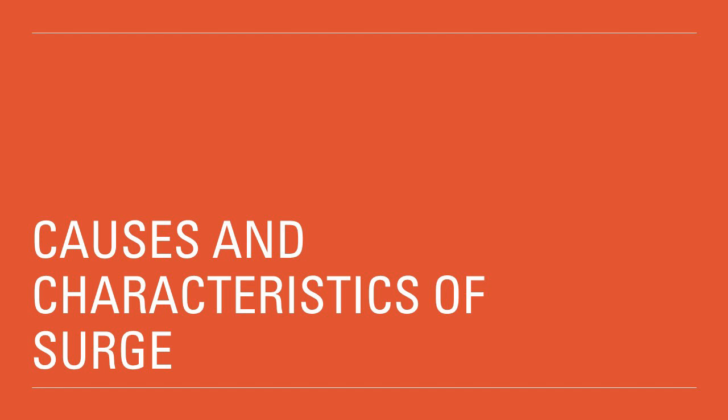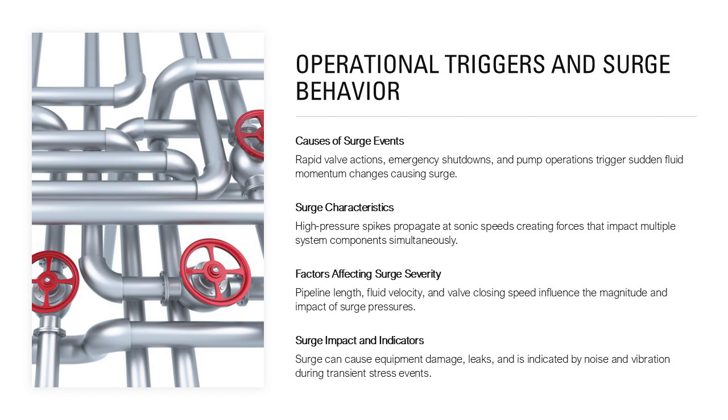Operational triggers and surge behavior, causes and characteristics of surge. The primary causes of surge in piping systems include rapid valve closure or opening, emergency shutdowns, blowdown operations, and pump startup or shutdown. Fast-acting valves such as emergency shutdown valves, ESD, blowdown valves, BDV, and relief valves are common culprits because they alter fluid momentum almost instantaneously.